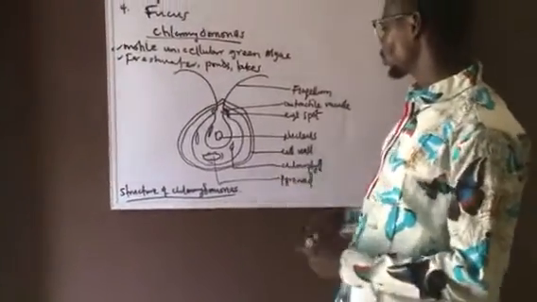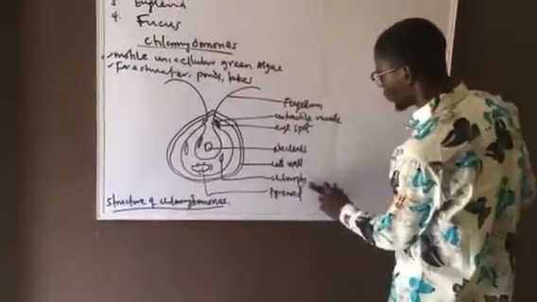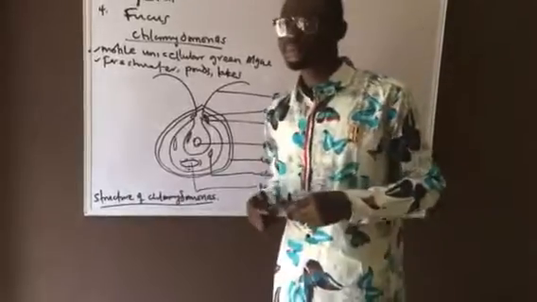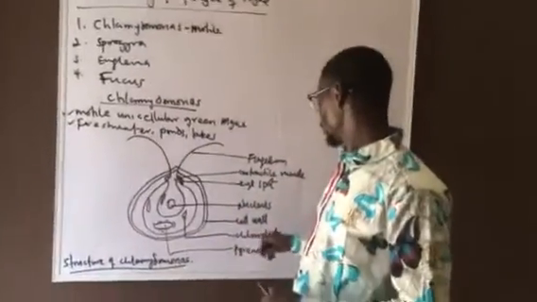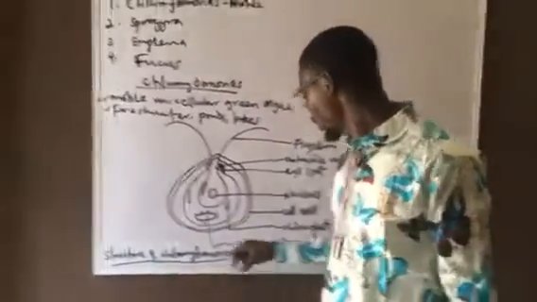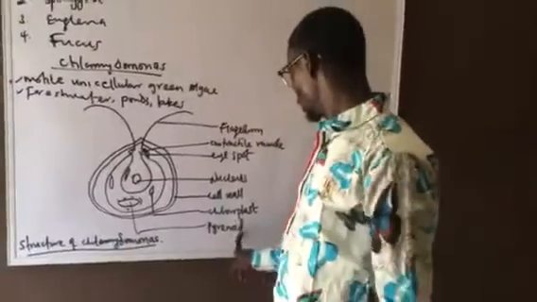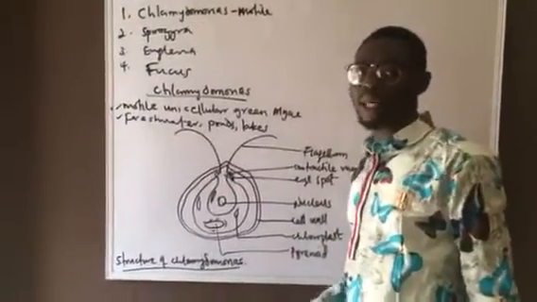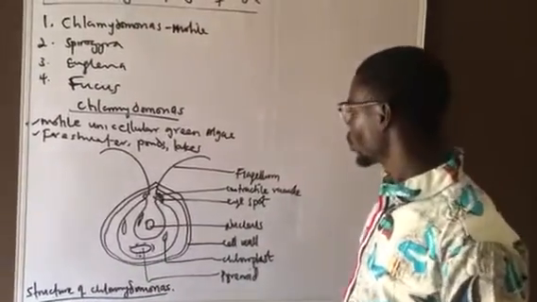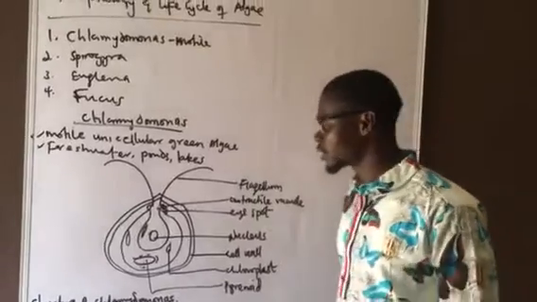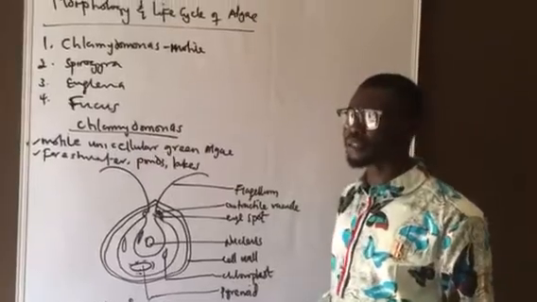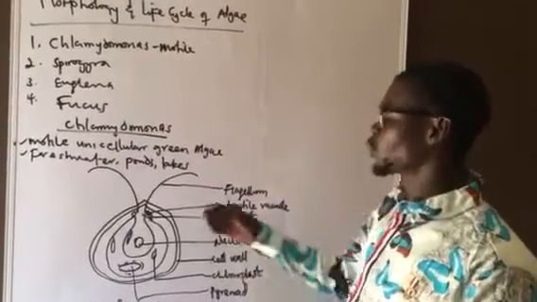Then we have the chlorophyll, the chloroplast rather. The chloroplast carries out photosynthesis. So they use their chloroplast for nutrition. Then the pyrenoid is the storage. So they store their food as starch. That is why the pyrenoid is the starch storage. So that is the structure of Chlamydomonas and the functions of this structure. They are found in fresh water, as I've said.